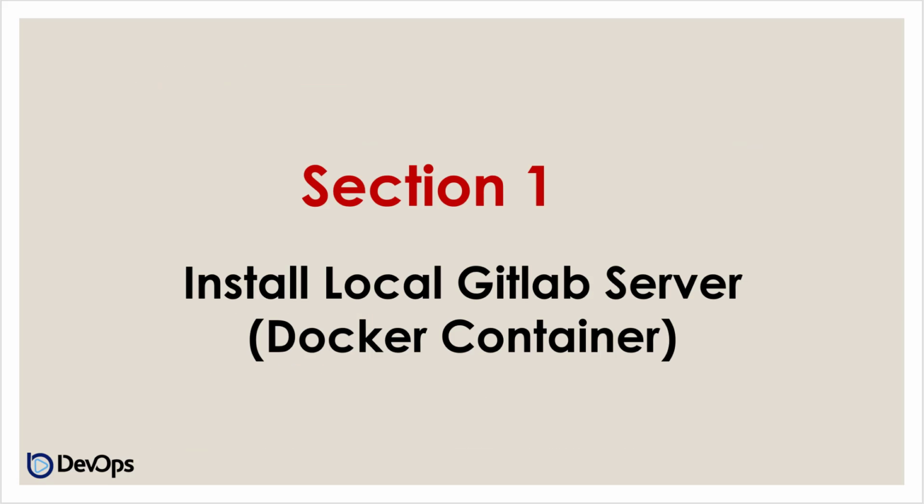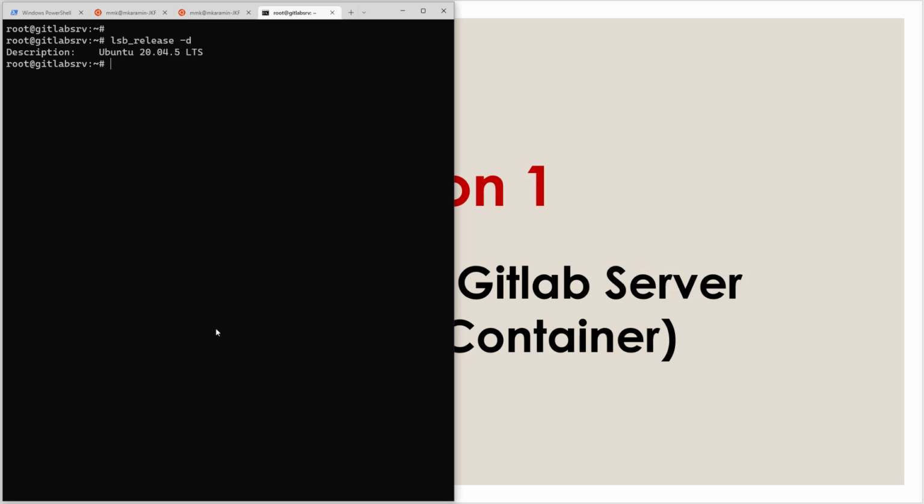So, how to install a local GitLab server with a Docker container. On my Linux, I should have Docker installed. Let me check. As you see, Docker is installed. In case you don't have Docker installed on your machine, you can get instructions from the official website of Docker and install Docker on your machine.